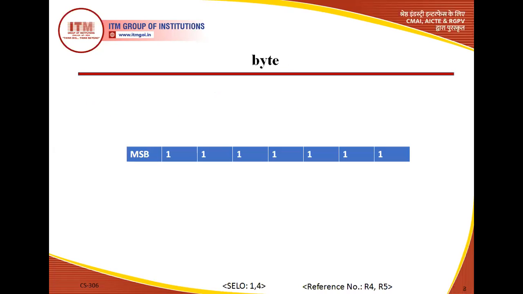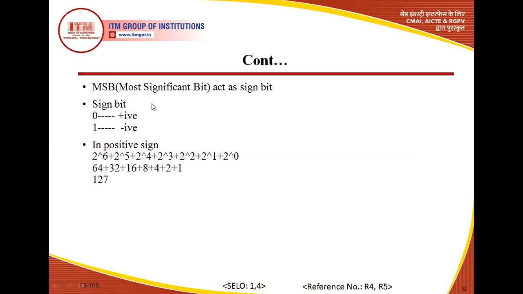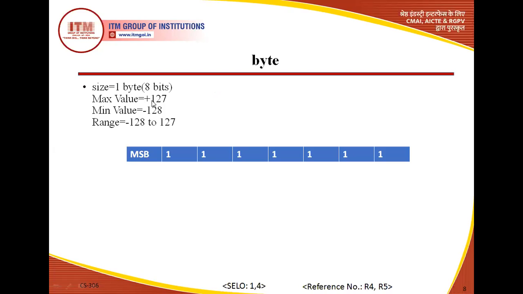Clear? So now we start with byte, the first data type. Byte size is 1 byte, meaning 8 bits. The maximum value that we can store inside the byte is 127. Actually, this is signed in nature. Why do we call it signed? Because we may store either a positive value or a negative value. Clear? And the range is from -128 to 127.